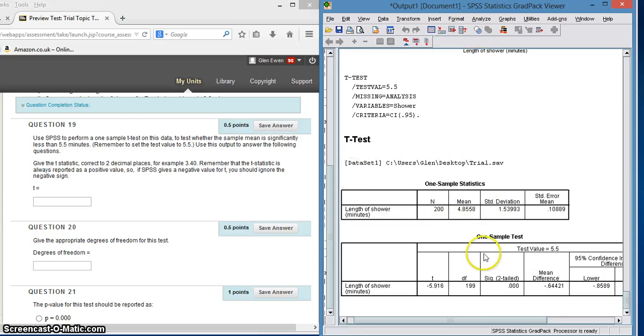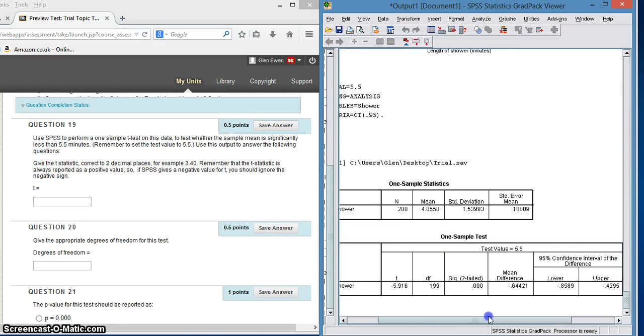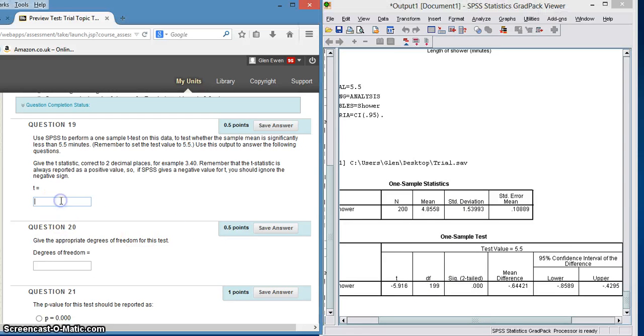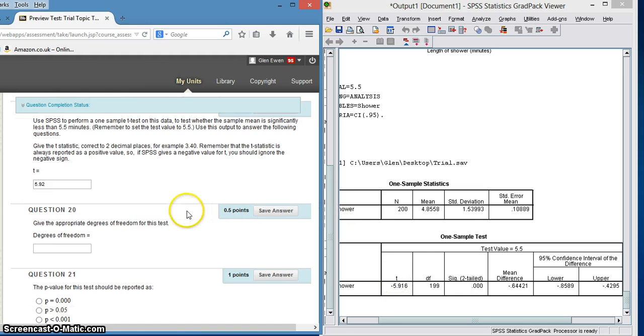And here's our output from SPSS. It's asking us some questions. What's the T statistic? 5.92. Okay, so with my rounding, 5.92, and we drop the negative sign as it says here. So that's another thing. Be very careful. Read the questions carefully. They virtually give you everything you need to know about how to present it. You've just got to go and find the right number.